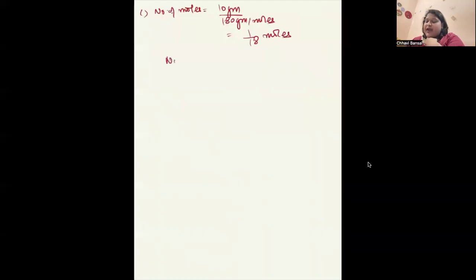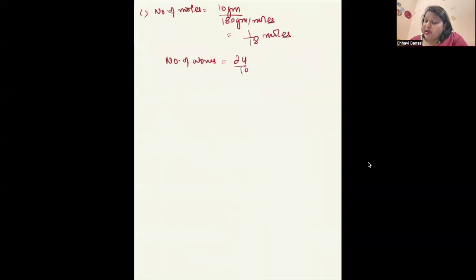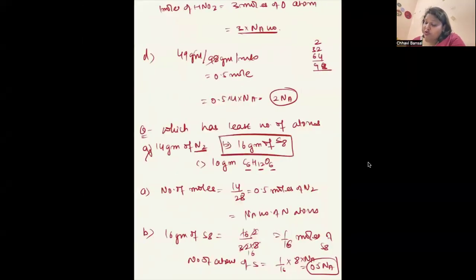Right? Number of atoms, that will be equal to C6, means 6 C, 12 H, 6 O. So 24. So 24 by 18 into Na, which is equal to 4 by 3 Na, which is greater than 1 Na. So our correct answer is option B. Option B has the least number of atoms present, which is 0.5 multiplied with the Avogadro's number.